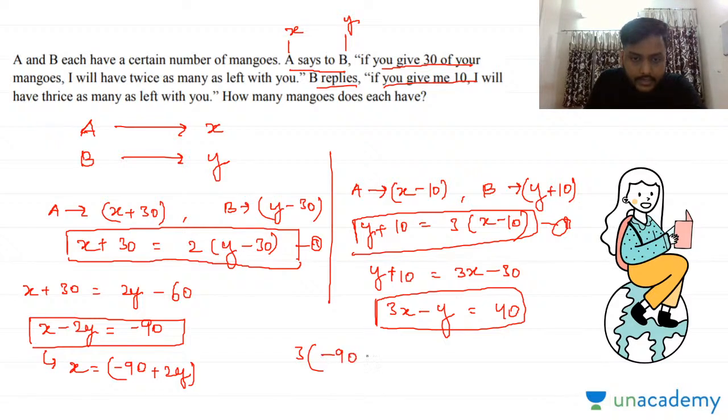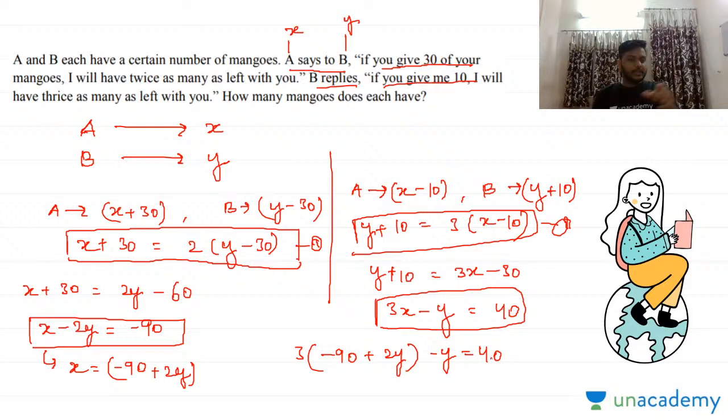You have minus 90 plus 2Y, minus Y is equal to 40. Yes or no? Are we clear till here? Make sense? Everyone got this or not? Please tell me, are we clear till here or not? You got what I'm doing over here, and how I am doing this?